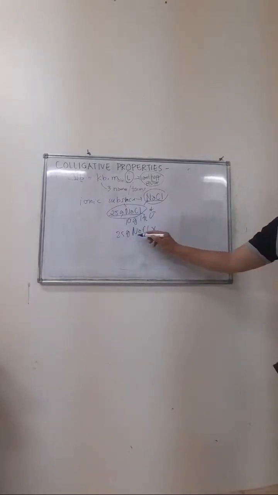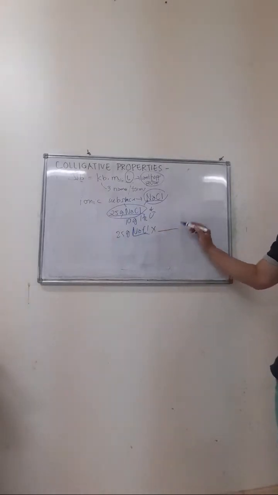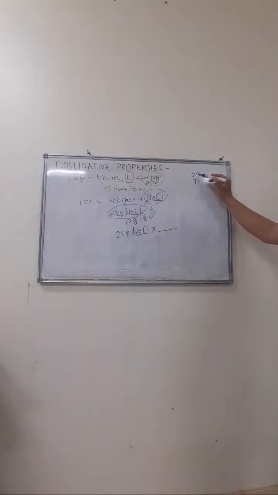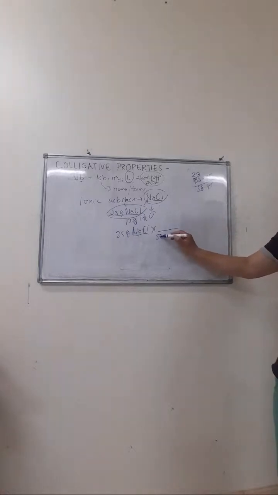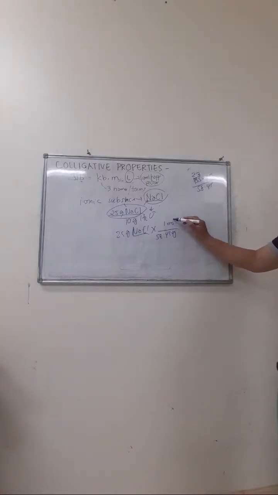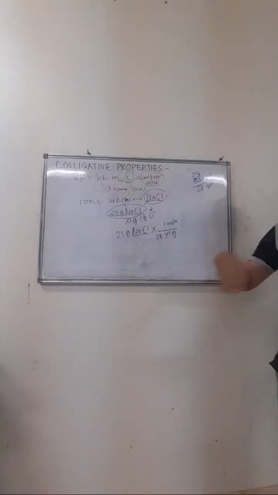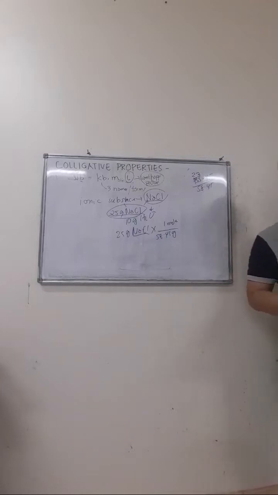So, molecular weight of sodium chloride: sodium 23 plus 35.45. Atomic weight of chlorine, 35.45. Atomic weight of sodium, 23. So, 58.45 grams per 1 mole. In every 1 mole of sodium chloride, you have 58.45 grams of salt. In every 2 moles of sodium chloride, 58.45 times 2 grams. In every 3 moles of sodium chloride, 58.45 times 3 grams.